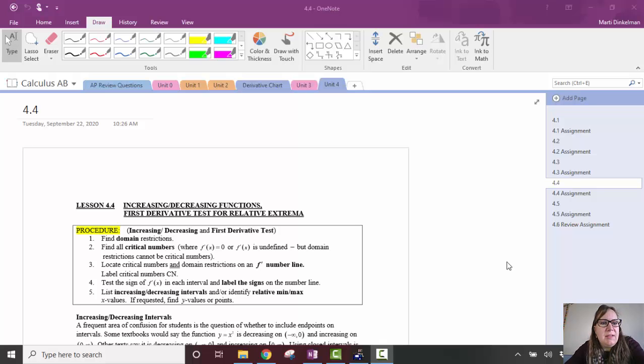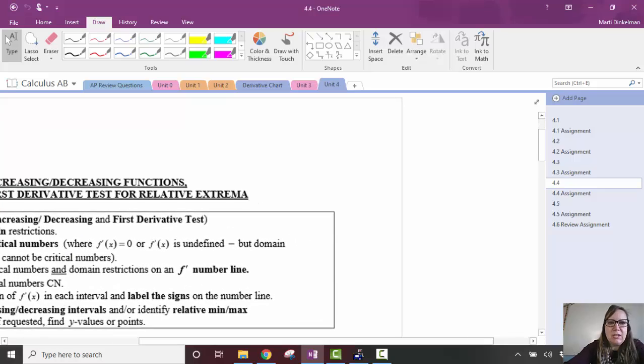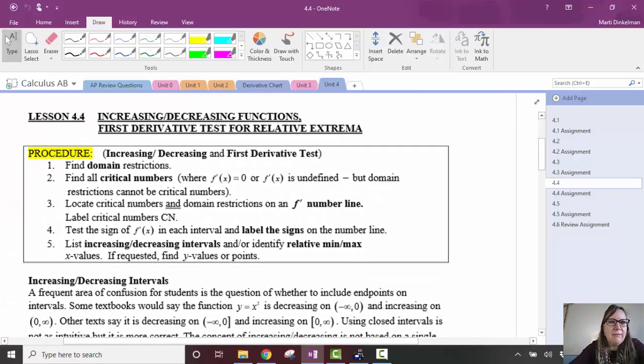Hi everybody, it's Mrs. Dinkelman, and these are the notes for lesson 4.4, where we're going to talk about technically two things, although they're very related. So whether a function is increasing or decreasing, we're going to try to do that without looking at a calculator or a graph. And then this first derivative test for relative extrema, so finding relative or local mins and maxes.